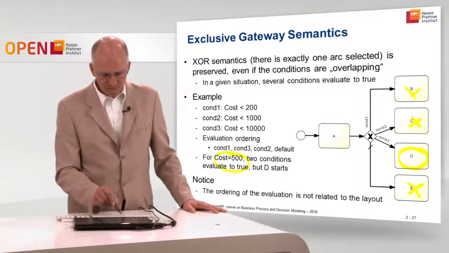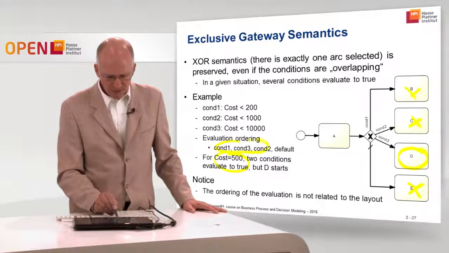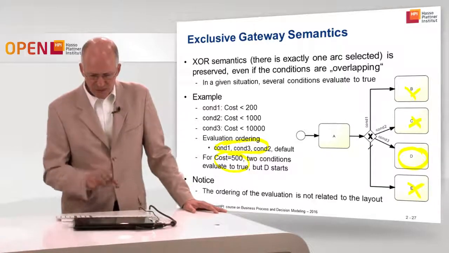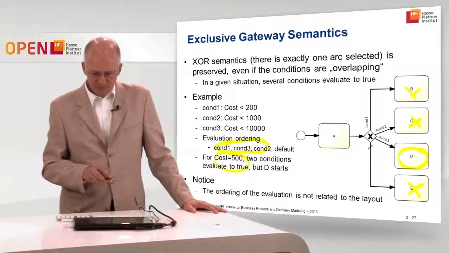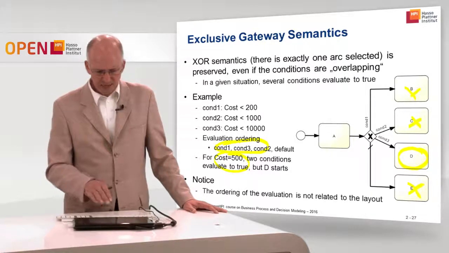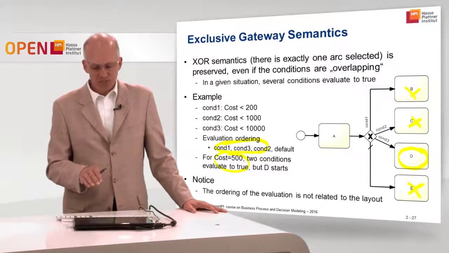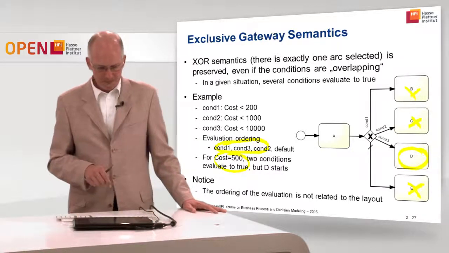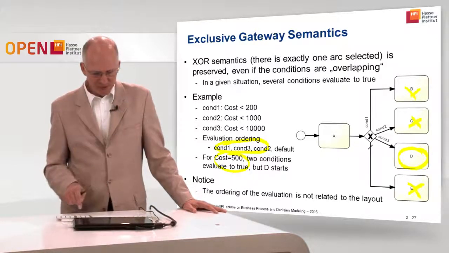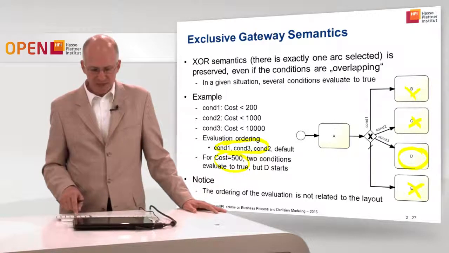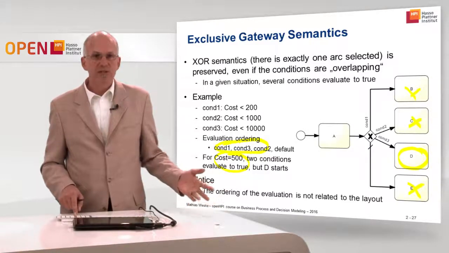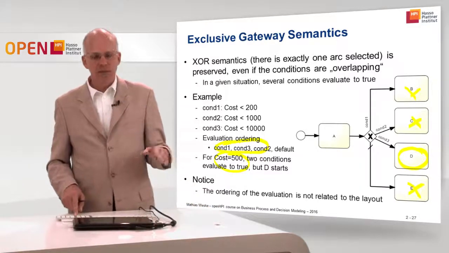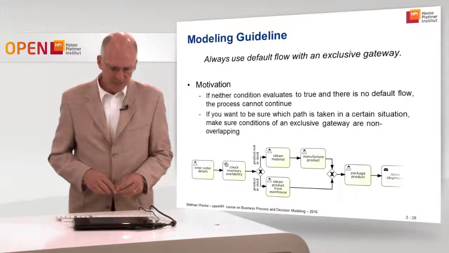But if the evaluation ordering were a different one, if condition 2 were evaluated before condition 3, then condition 2 would be selected. So that means from the model you cannot tell, if you have overlapping conditions, which of the branches are actually taken in certain situations. And of course, notice that the ordering of the evaluation is not related to the layout of the activities and of the edges in the model. And that brings us to the modeling guideline, which we come back to.